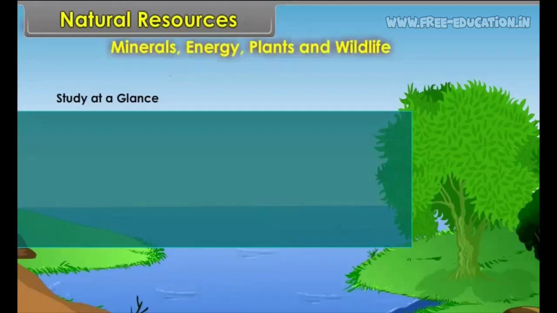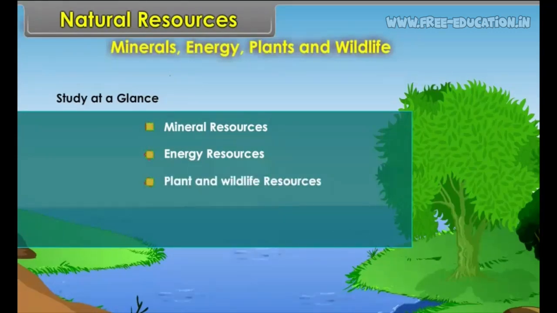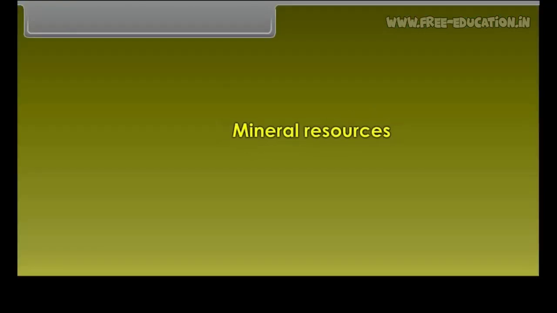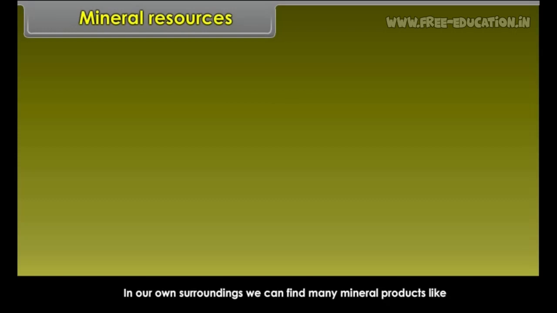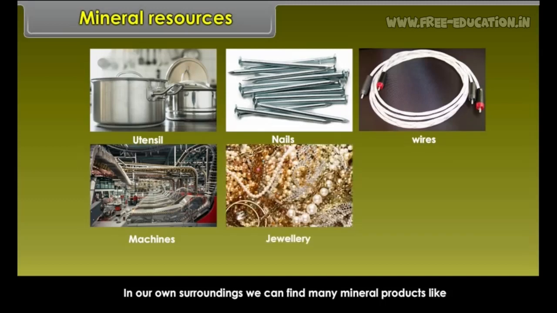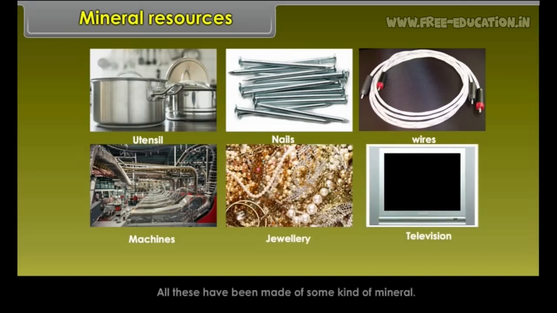Study at a glance: mineral resources, energy resources, plant and wildlife resources, forest types and wildlife resources. Mineral resources. In our own surroundings, we can find many mineral products like utensils, nails, wires, machines, jewelry and television. All these have been made of some kind of mineral.